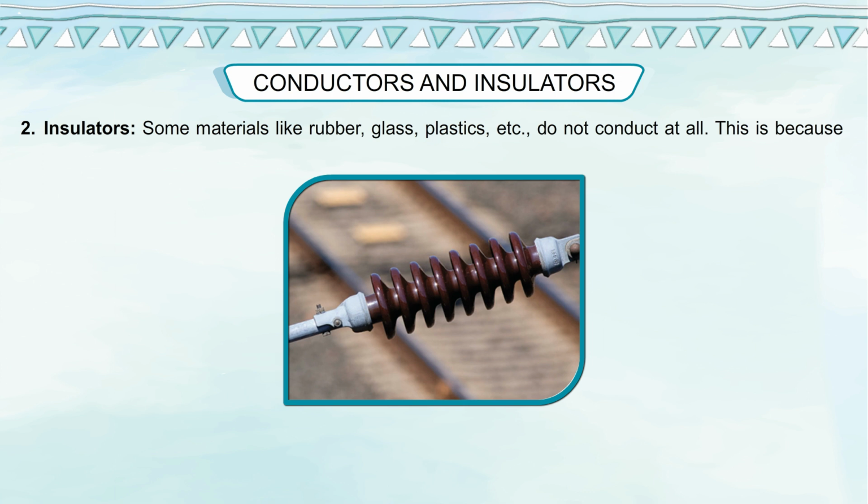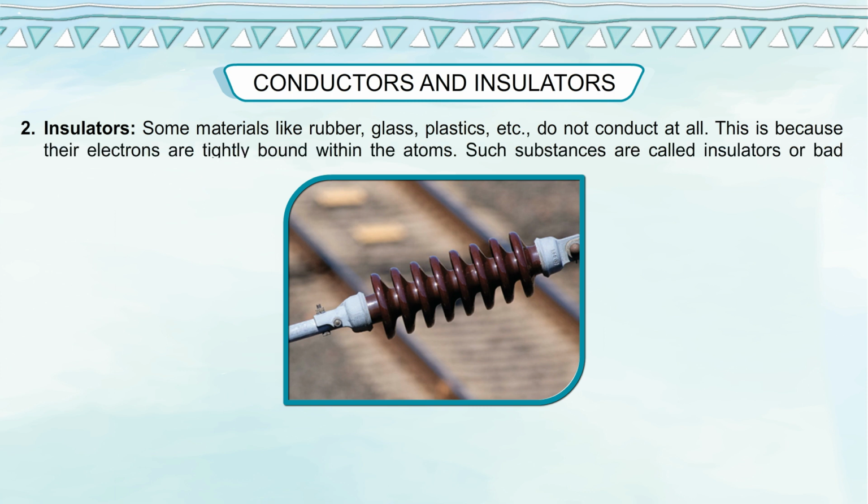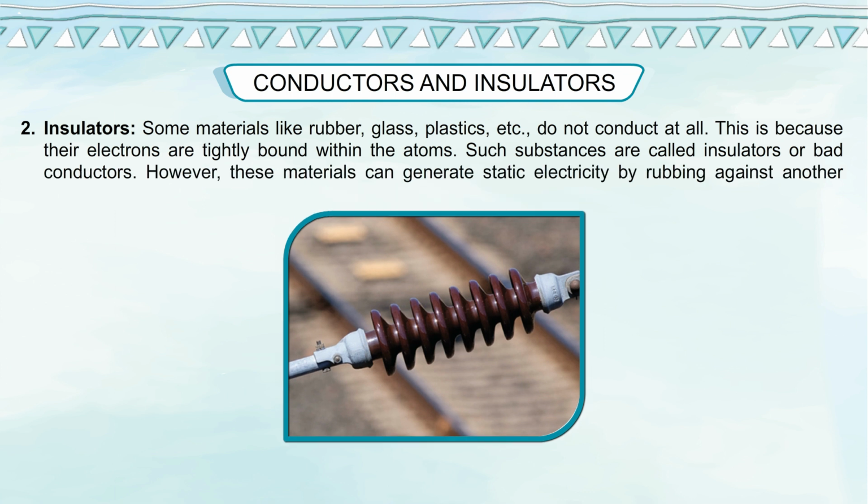2. Insulators. Some materials like rubber, glass, plastics, etc. do not conduct at all. This is because their electrons are tightly bound within the atoms. Such substances are called insulators or bad conductors. However, these materials can generate static electricity by rubbing against another surface.